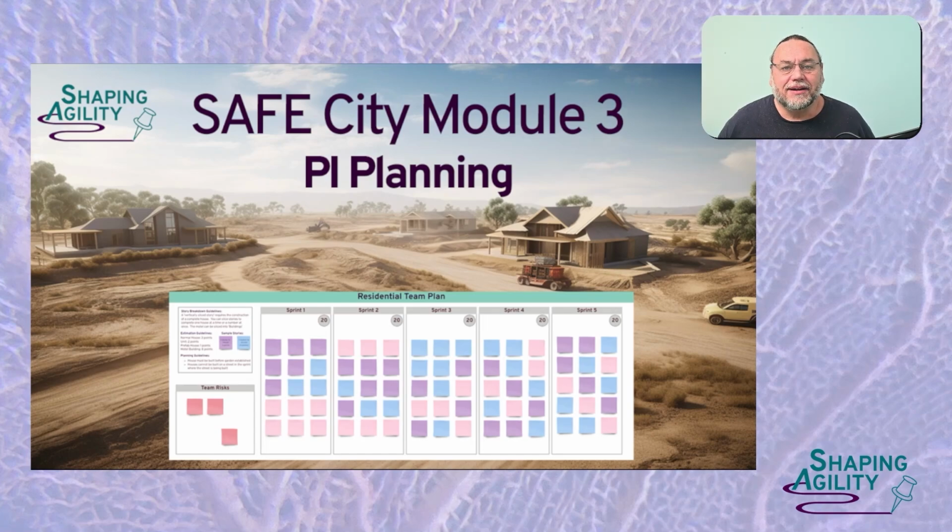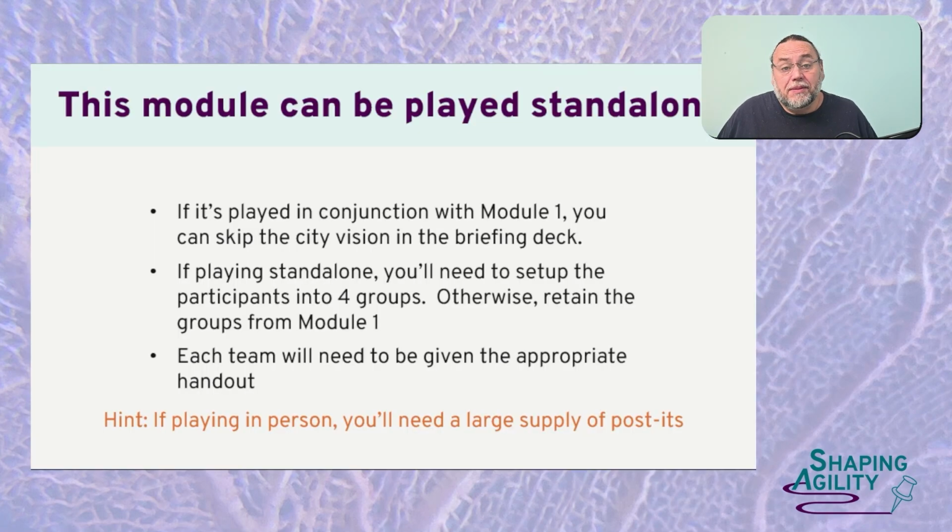This is the setup guide for Safe City Module 3, PI Planning. This module can be played standalone, just like Module 1. It works beautifully if you play it in conjunction with Modules 1 and 2. You get a lovely end-to-end flow from formation of vision through prioritized epics, through a feature roadmap into PI Planning. But you can also just use it by itself.